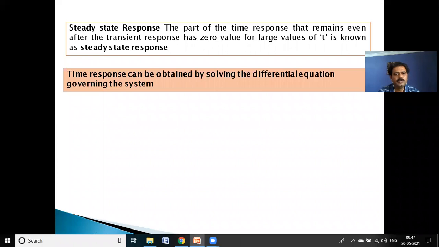We have already studied that in our Mathematics 2, 3, and so on: solving differential equations, homogeneous equations, non-homogeneous equations. Finally we have to get the solution as a complementary function and particular integral, everything you will get. So directly applying the differential equation solution methods, we can get the response. That is one way of getting the solution.